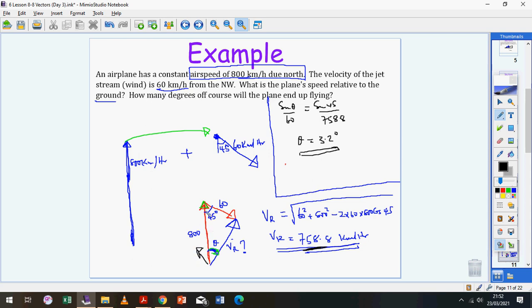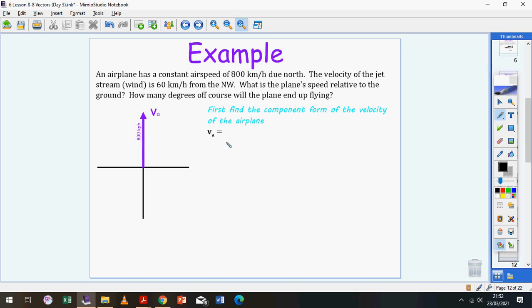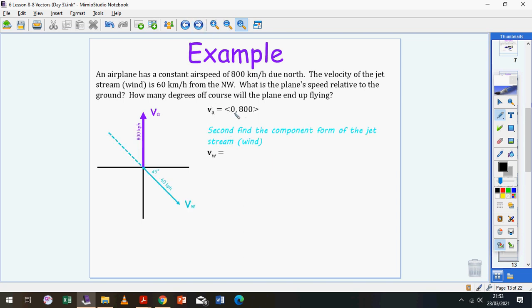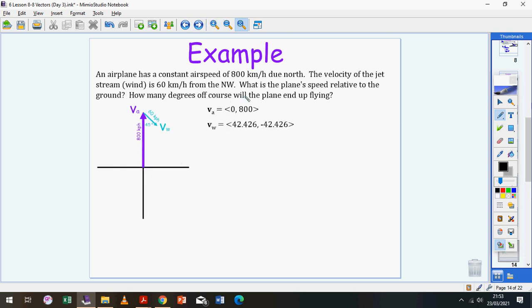Another way of doing it is finding the component of velocity of the airplane, and then I write it as a vector, right? So that component of velocity is 0 horizontally and 800 vertically. So I can write it as a vector by writing that horizontally it doesn't have any component, but vertically it has 800. Second, I can find the component form of the jet stream. Since it is 60 kilometers per hour from the northwest, then I can find its x and y components, and both of those components will be 45 sine theta and 45 cosine theta.